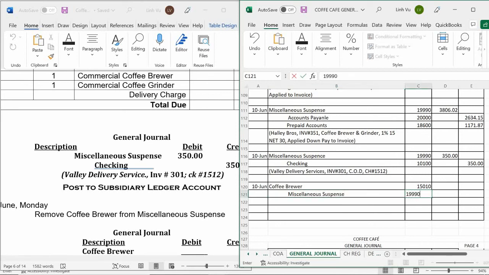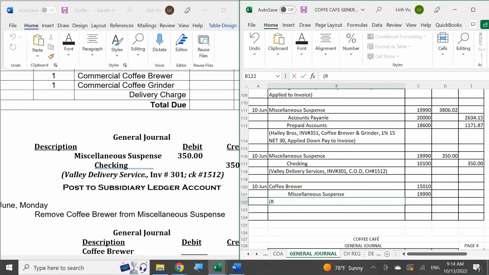To remove the coffee brewer, right? And your note here is simply straightforward, right? To remove coffee brewer out from miscellaneous suspense account, right? Straightforward.